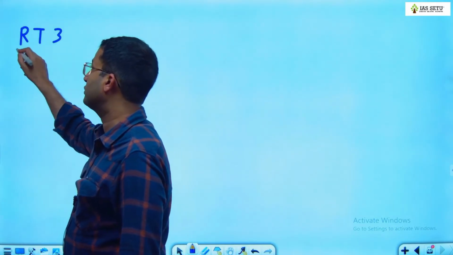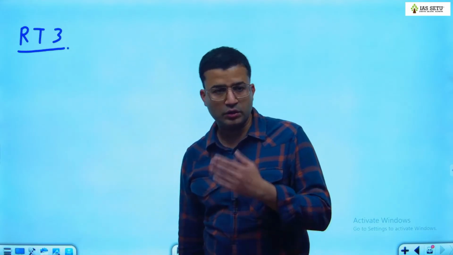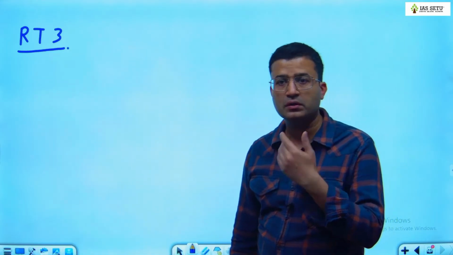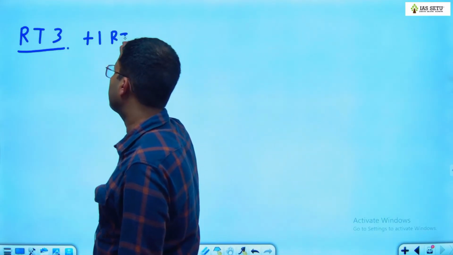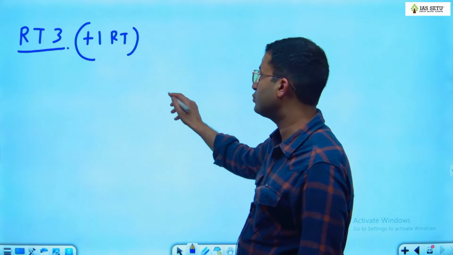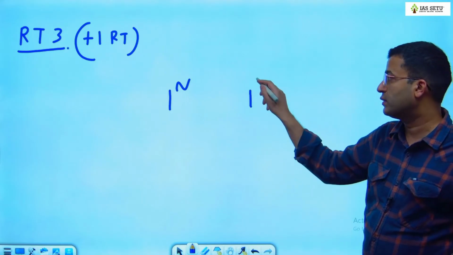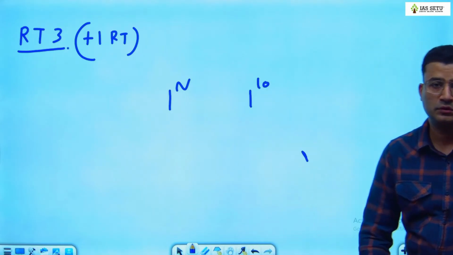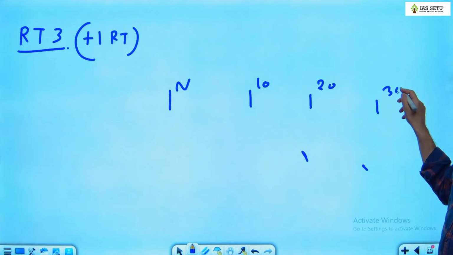Now, remainder theorem 3. Remainder theorem 1 and 2 are very basic. Remainder theorem 3 we call the plus 1 remainder theorem. The base behind this is 1 to the power n. What is 1 to the power 10? What is 1 to the power 20? What is 1 to the power 30?